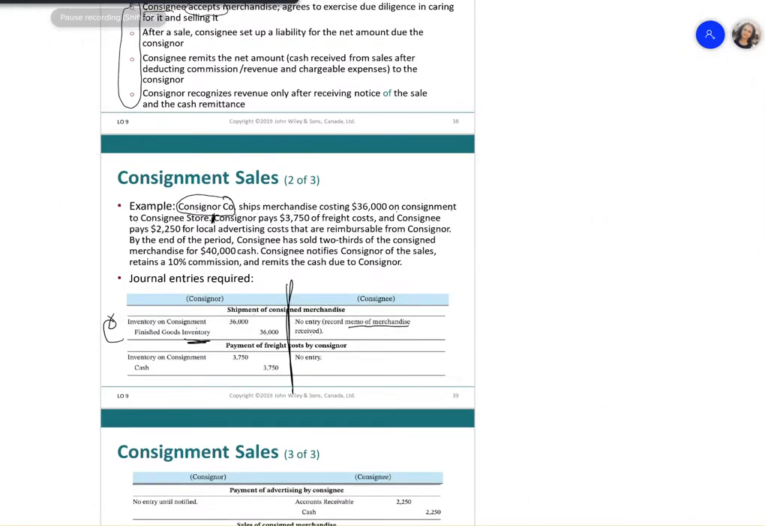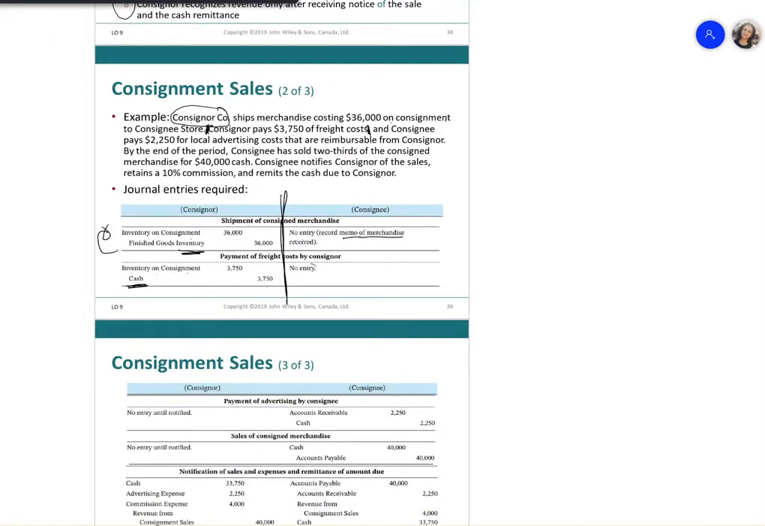The consignor, the owner of the inventory, pays $3,750 freight costs, and the consignee pays $2,250 for the local advertising costs that are reimbursed by the consignor. First, we are going to pay the freight charges. So credit cash, and debit inventory on consignment. For the consignee, there's no entry because they're not paying anything for the freight.